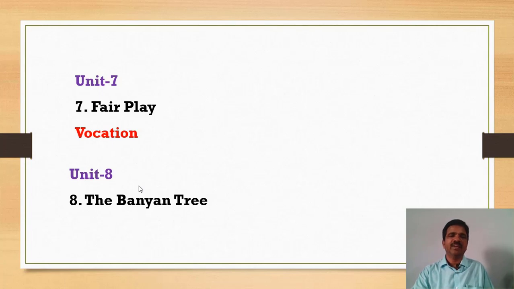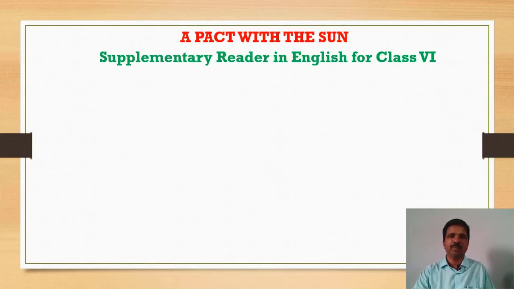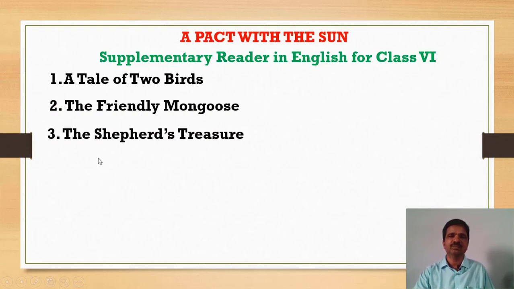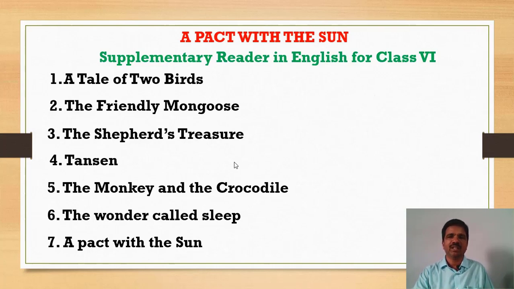Let us see A Pact with the Sun, the supplementary reader in Class 6th. First lesson, A Tale of Two Birds, The Friendly Mongoose, The Shepherd's Treasure, Tansen, The Monkey and the Crocodile, The Wonder Called Sleep, A Pact with the Sun. We have 7 lessons in the supplementary reader. The title of the supplementary reader is A Pact with the Sun. This is the 6th class syllabus. This is the new CBSE syllabus for Class 6th.